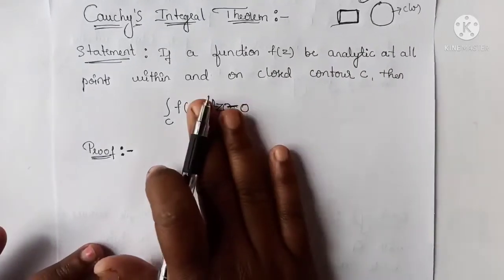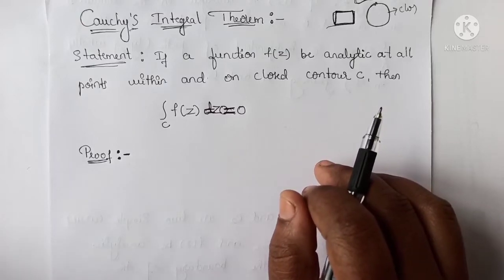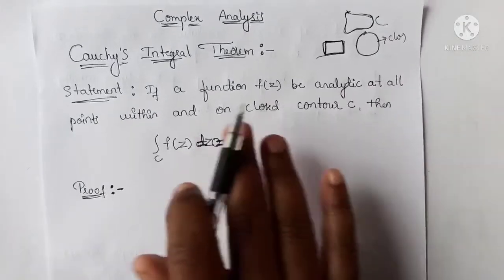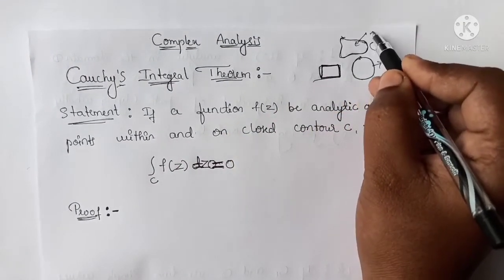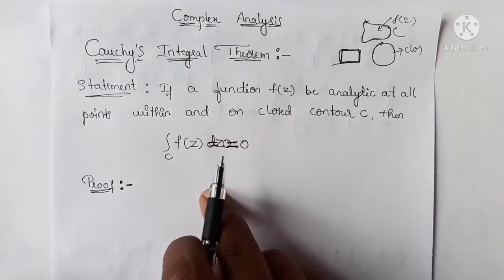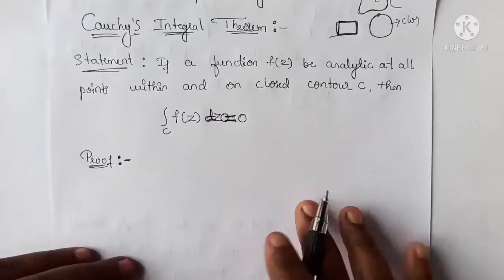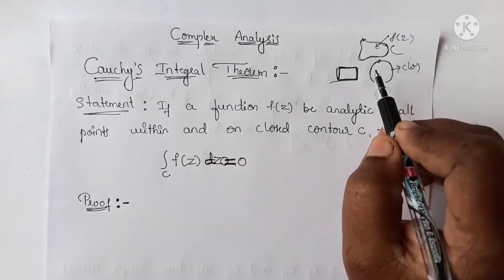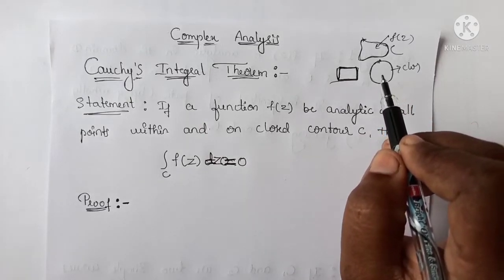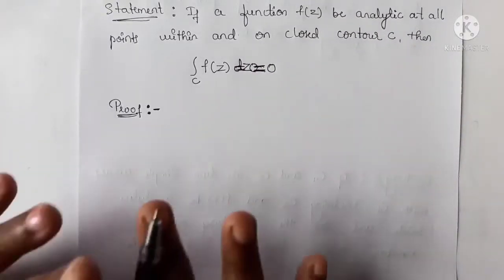Then a function f of z is analytic at all points within and on the closed contour C. So we consider this C. If the given function f of z is analytic inside this C and on this closed contour C, then its integration will be 0. Okay, proof. In the problem parts we need to find the points of singularity, so we will discuss that in the next part of the video. First let us prove this one.